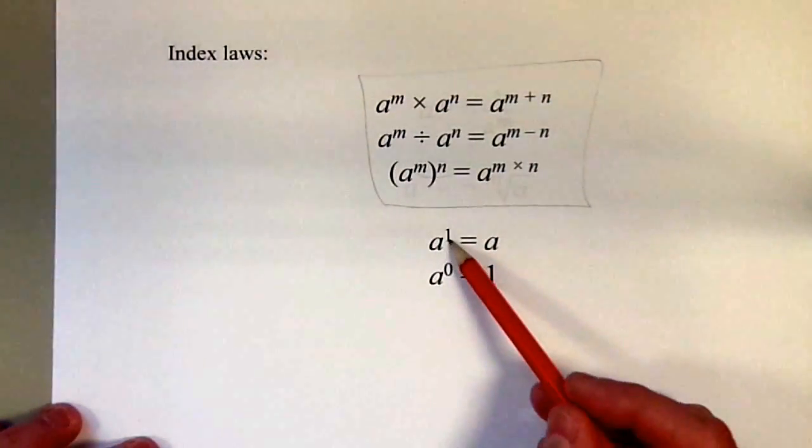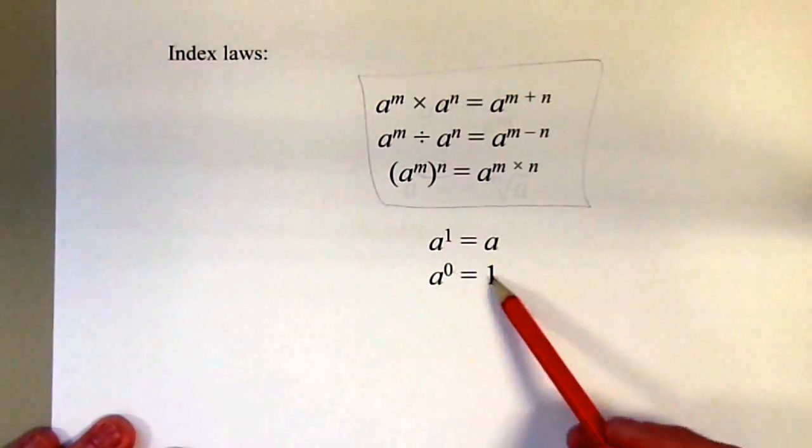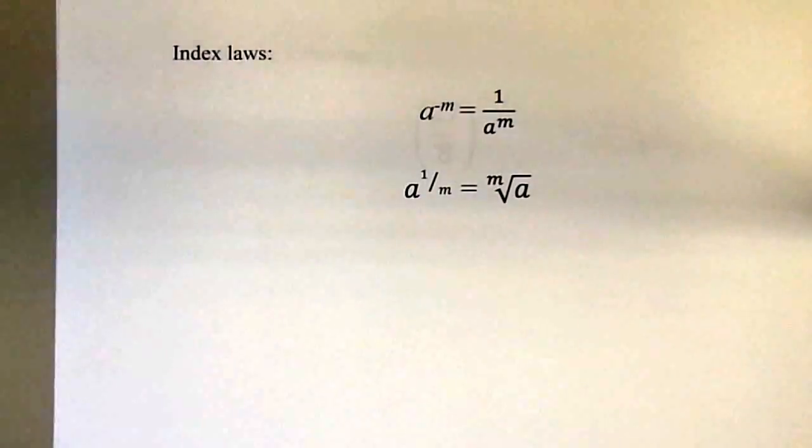You also need to know that anything raised to the power 1 is just that base number, and any number raised to the power 0 is equal to 1. There are 5 rules that you need to learn.